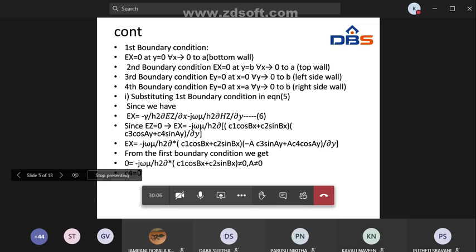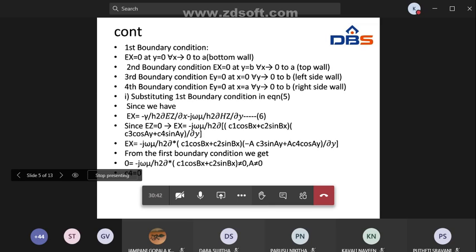So substitute the first boundary condition here. Since Ez equal to 0, the first term is 0. Then substitute Ez equal to 0 in the equation 6. Then the first term becomes 0. Then Ex equal to the remaining term, minus j omega mu by h square dou by dou y.